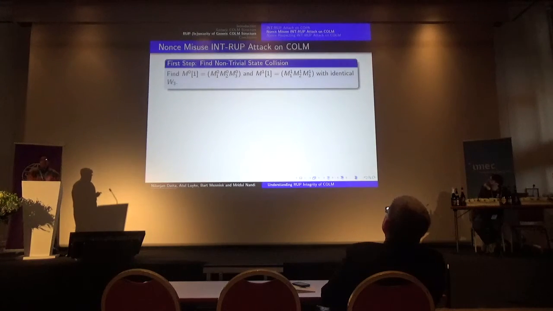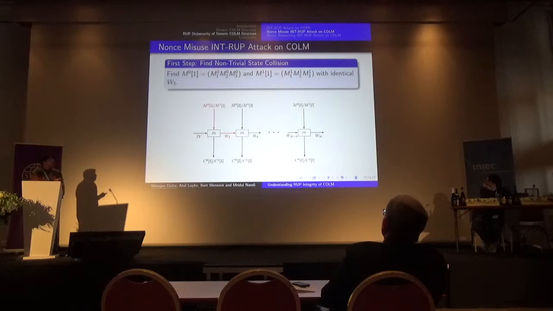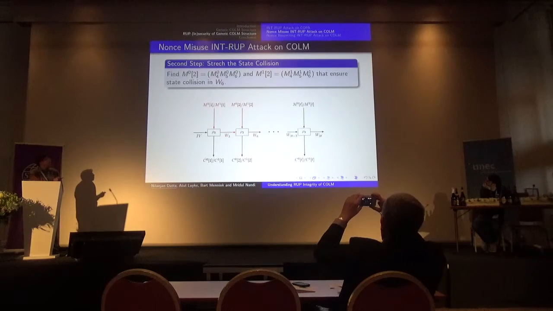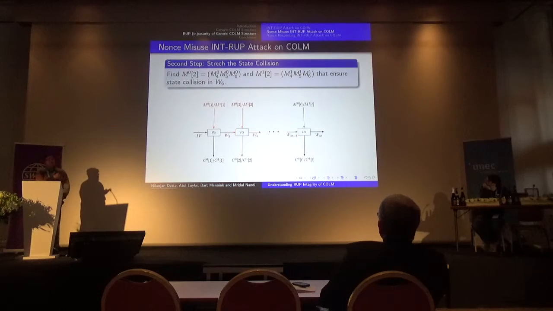So now, using this observation, we mount the inter-RUP attack. The first step is to find M01 and M11 such that W3 matches. So these two W3 values match. Then we stretch the state collision.